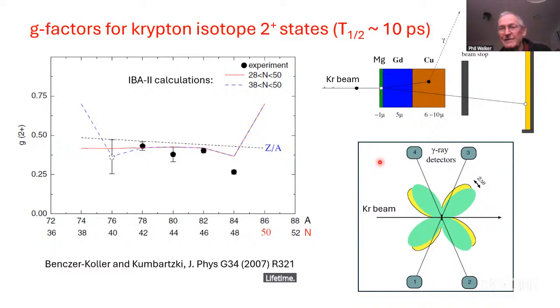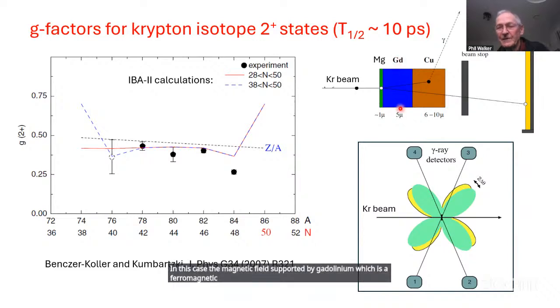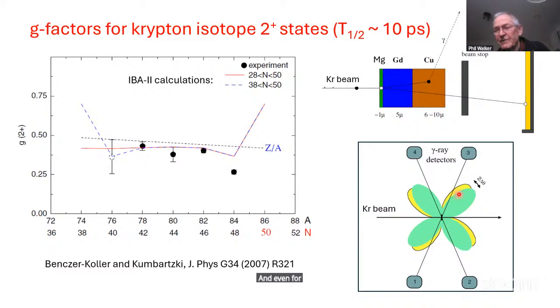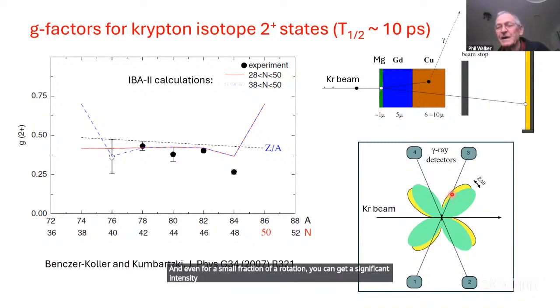in a magnetic field. In this case, the magnetic field is supported by gadolinium, which is a ferromagnetic material. And even for a small fraction of a rotation, you can get a significant intensity change in the radiation that comes out, due to this magnetic moment rotating the angular distribution of the gamma ray emissions.